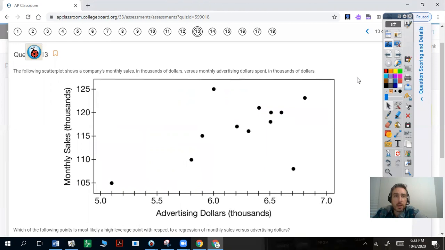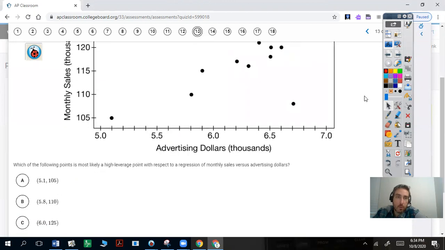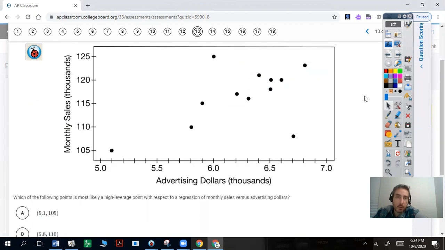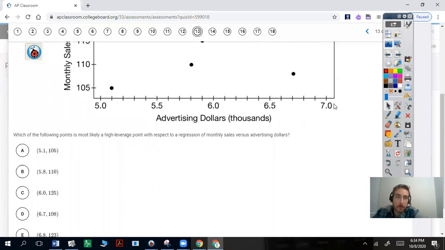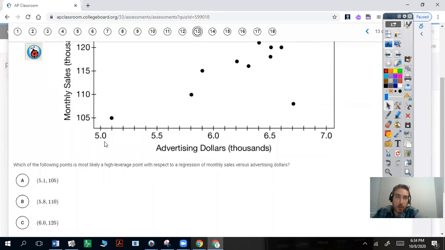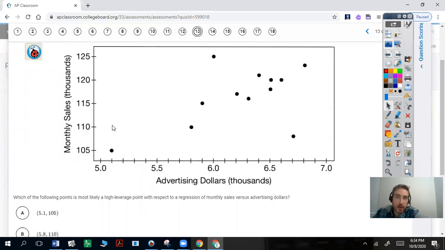The following scatter plot shows a company's monthly sales in thousands of dollars versus monthly advertising dollars spent in thousands of dollars. There's that growth. Which of the following points is most likely a high leverage point with respect to a regression of monthly sales versus advertising dollars? So high leverage point would be something out here, but in the positive direction up here, strengthening that correlation. So if we look over here, 5.1 and 105, I would say that's not a high leverage point.